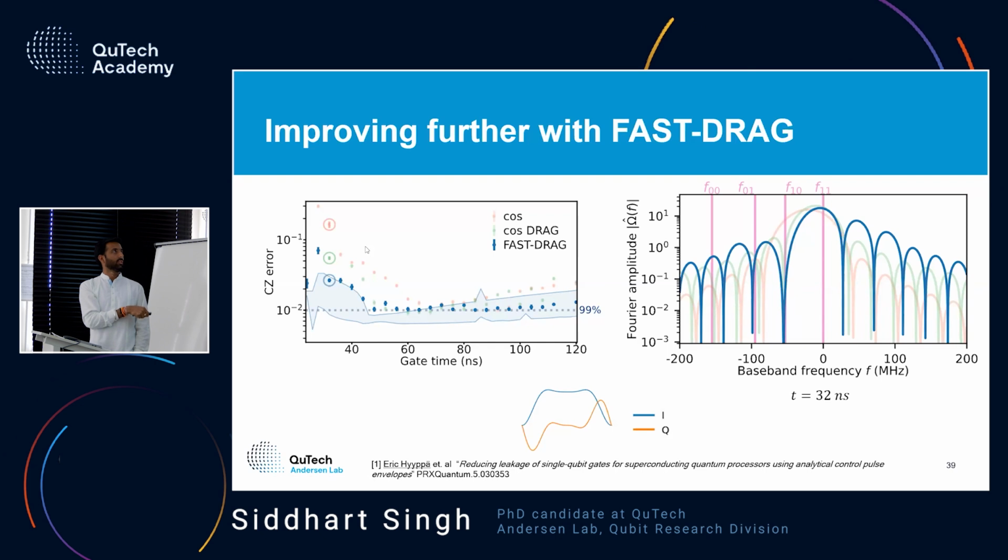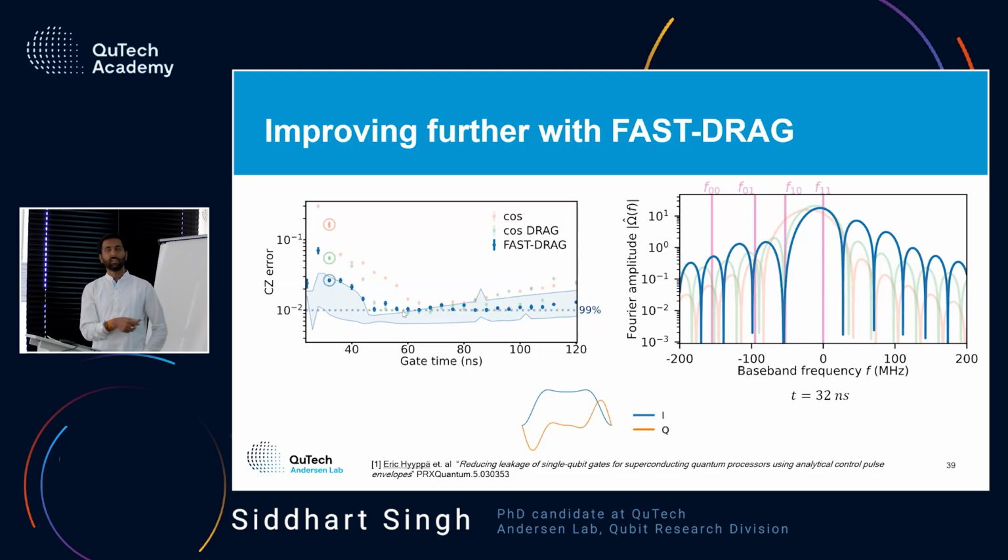If I show the difference between these three, the first is the cosine pulse envelope, the second is the cosine DRAG, and the last one is the fast DRAG. And you can see for fast DRAG, the performance comes close to or better than the cosine DRAG at the shortest gate time, and then it remains closer to the 99% fidelity.